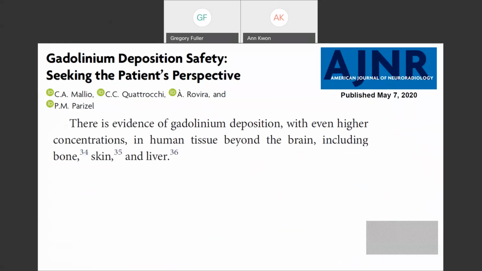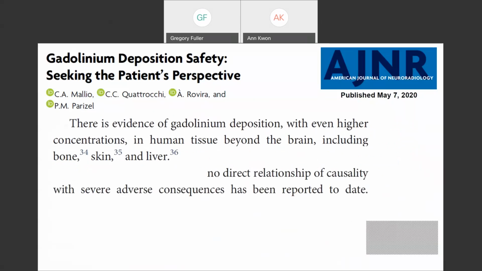Here we go. There's evidence of gadolinium deposition with even higher concentrations in the bone, skin, and liver than in the brain. So that was the answer to the first question. Did you know that bone, skin, and liver accumulate gadolinium at an even greater concentration than in the brain, the dentate? What's the answer to the second question? What other intracranial structure may accumulate gadolinium in this scenario?